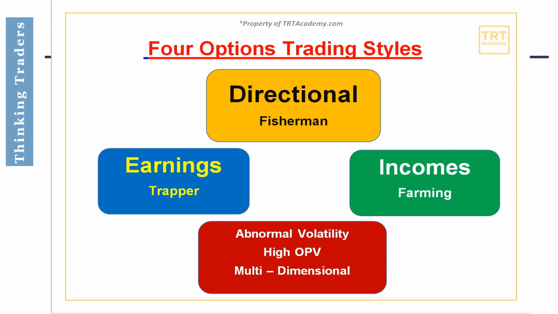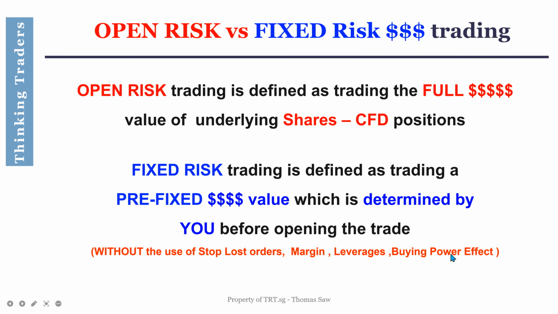Option trading has many different styles. We have four major styles: directionals, pure income, trappers and earning season, and abnormal volatility, high option premium volatility, multi-dimensional trading. In today's session, we are focusing primarily on directional trading. Tonight I will not be covering earnings, unless you stay until very late. Income trading is also another one I teach under the 7S system based trading.